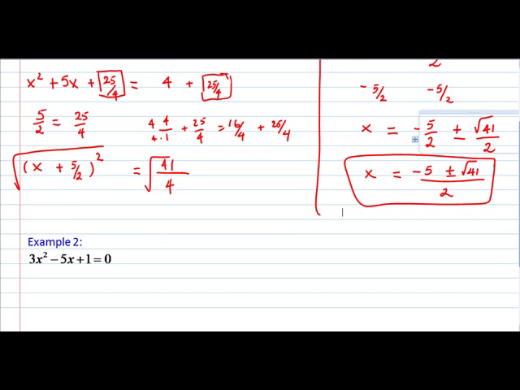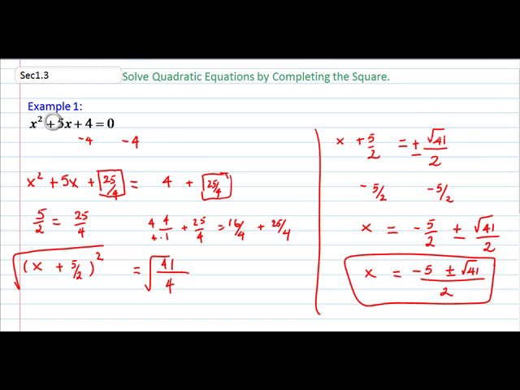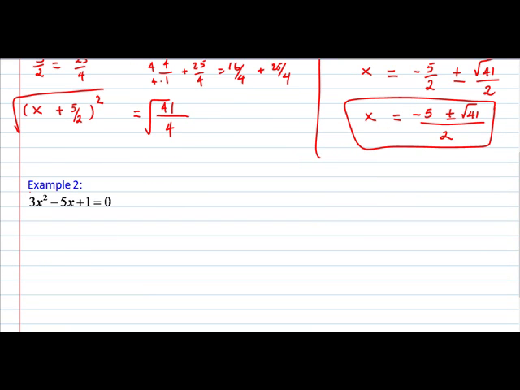Try another example. If your equation has an a that is not 1, here this a is 3. You see in the previous example, your a is 1, so it's easy to find the complete square. When a is not 1, you have to divide everything by a, which in this case is 3. So you have x squared minus 5/3 x plus 1/3 equal to 0.